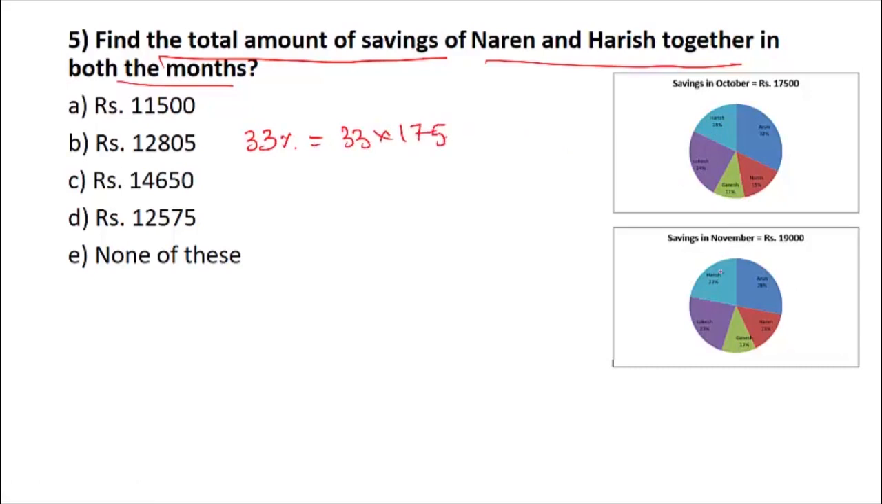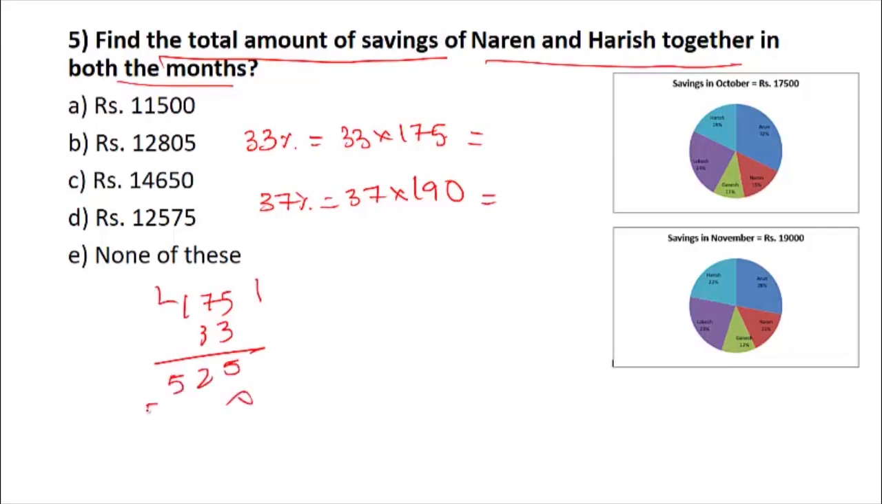Okay, so let us see in November, Naren and Harish is how much? Naren is 15%, Harish is 22%. So 15 plus 22 would be 37%, and 1% is 190. Now 175 into 33: 5 times 3 is 15, 1 carry, and so on. Again 525 comes here, and the value is 5775.